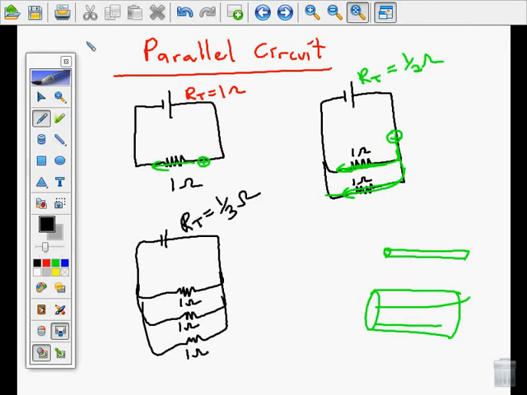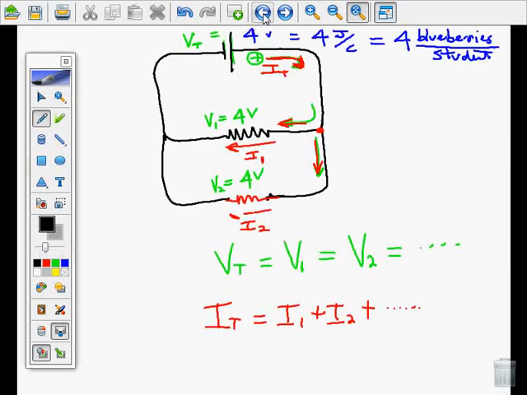Now, this is nice when you have identical resistances, because the total resistance gets cut in half or cut into thirds. But if they're unequal, it's a more complicated relationship. If they're unequal, you have to use this formula: 1 over the total resistance is equal to 1 over R1 plus 1 over R2 plus ... That does not simplify down to RT equals R1 plus R2.